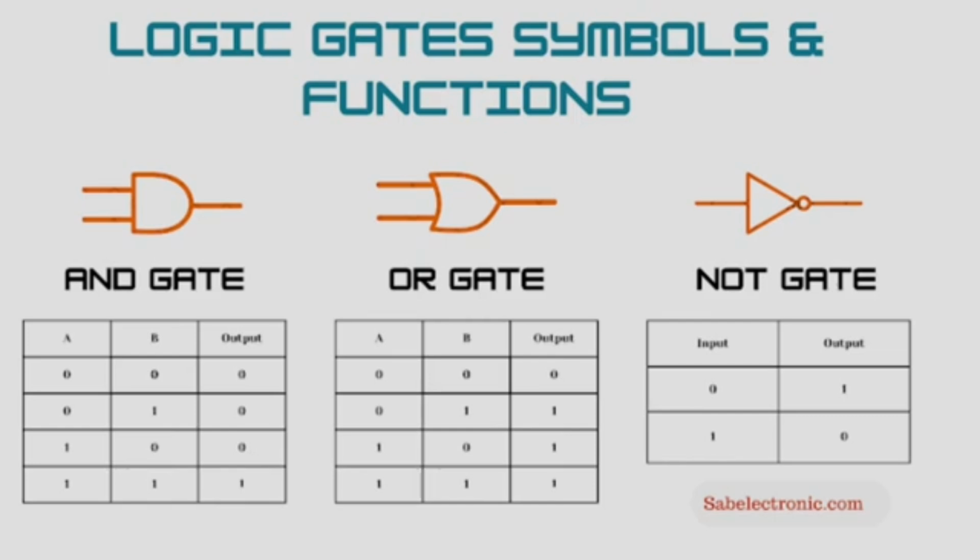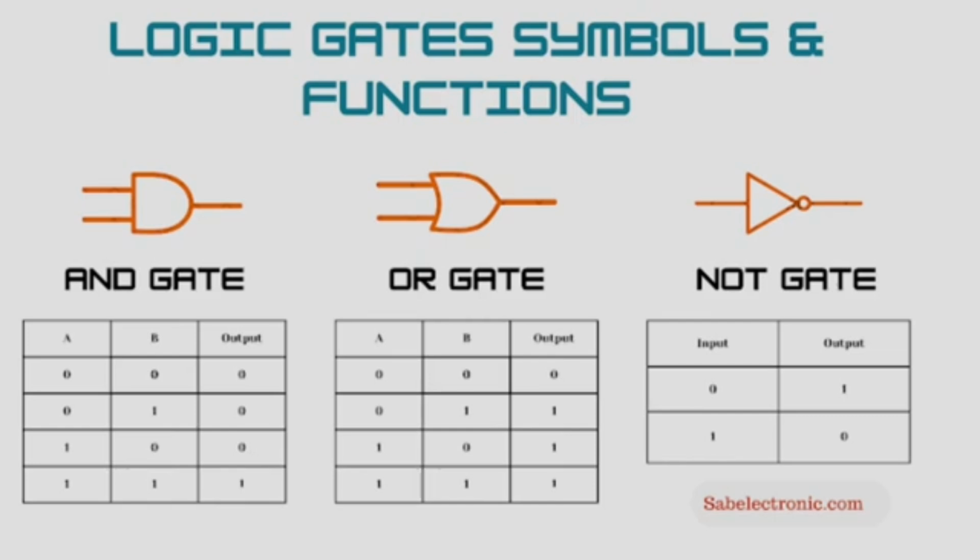AND gate. An AND gate has 2 or more inputs and produces an output of 1 only if all inputs are 1. If any input is 0, the output will be 0. OR gate. An OR gate also has 2 or more inputs and produces an output of 1 if at least one of the inputs is 1. The output is 0 only when all inputs are 0.